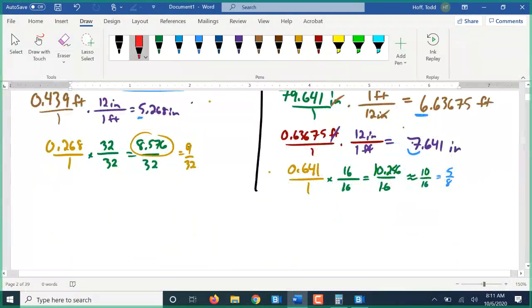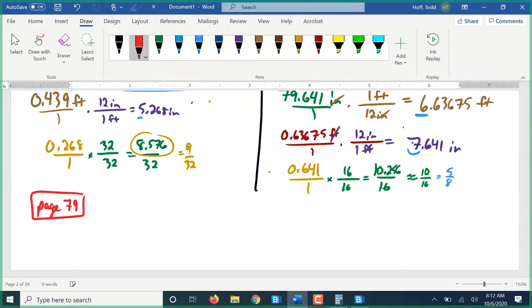That packet out there from last week, the big area and volumes packet, one of the front pages, the Clayton High School packet, one of the front pages, page 79, has about a dozen problems where we're asked to convert to inches and a desired fraction of an inch.